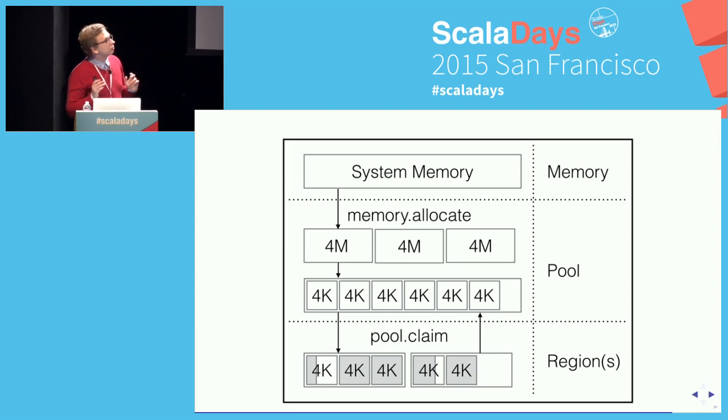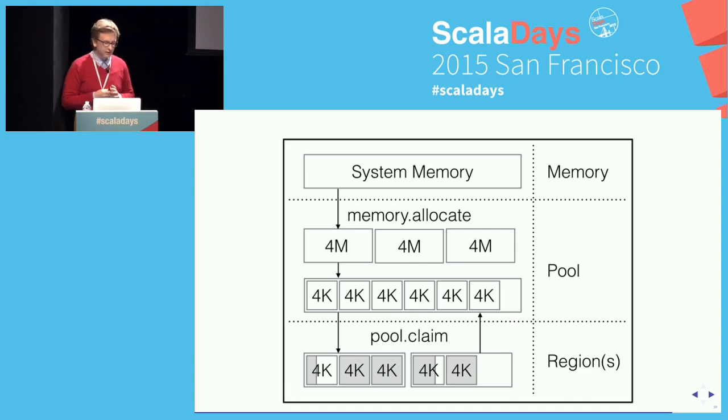So what do we do? First of all, at the topmost layer, we have system memory, which is represented by this memory instance, which itself is simply a wrapper over unsafe. When we call allocate, we don't do it very often. We only do it in large chunks, for example, 4 megabytes of memory.